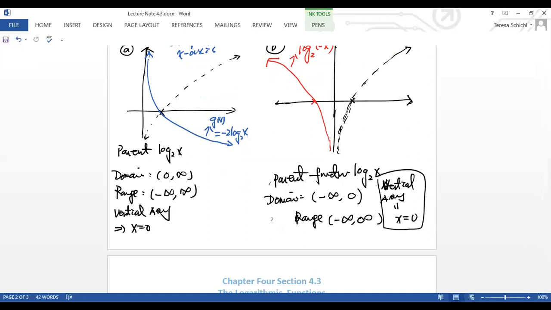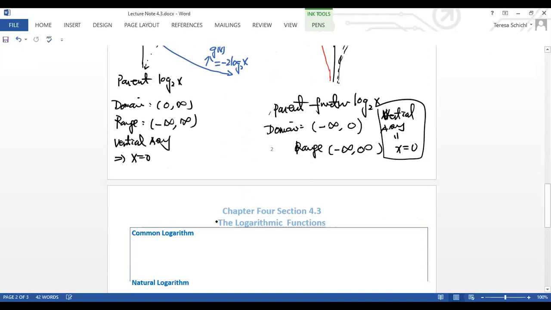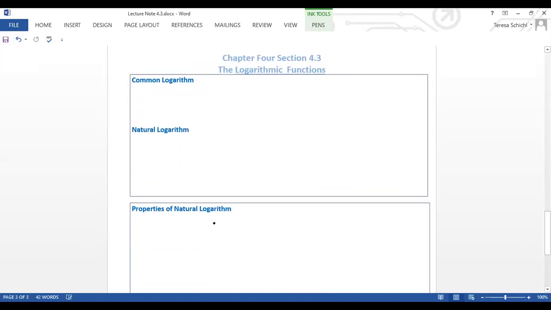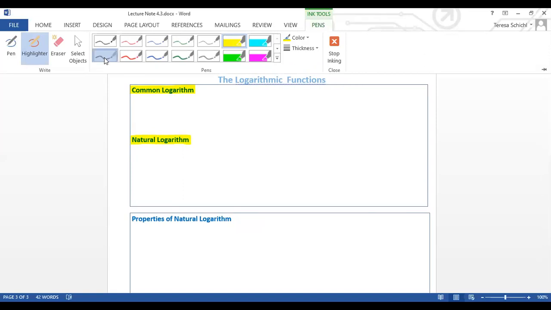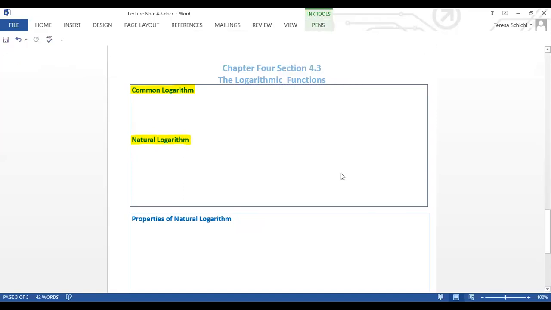Okay, and so that's it. So it's very important. Now the next ones here, I cannot emphasize more. This is also very, very important, all right? In here, we're going to talk about two specific, special log functions: the common log and the natural log.